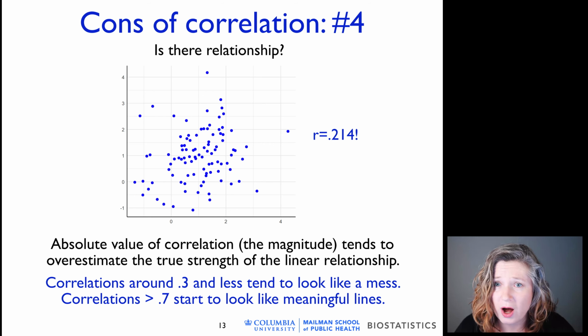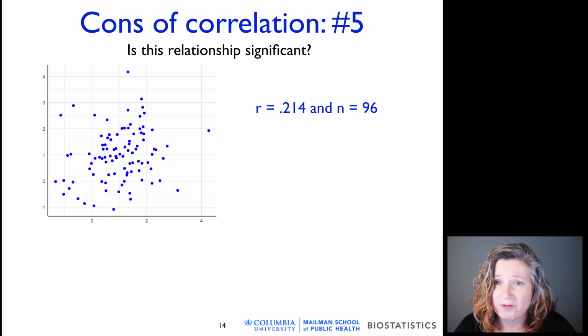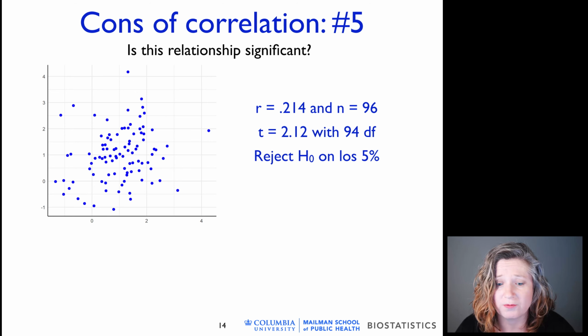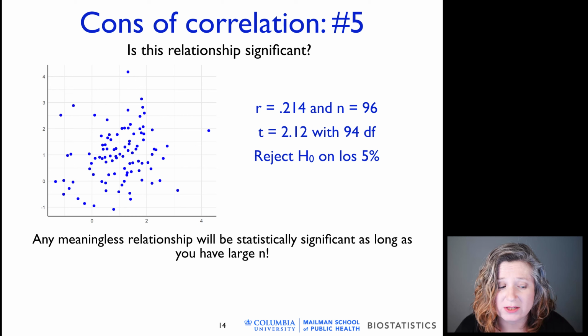But what happens if I do a hypothesis test about the correlation 0.214? What happens if I ask whether correlation 0.214 in this particular example is significant? If I compute the hypothesis test, I have 96 data points in the graph. Then I will obtain a test statistic 2.14 with 94 degrees of freedom, and that will actually produce a p-value less than 0.05. So based on the data and the correlation coefficient, I would say that there is a significant association between X and Y at the 5% level of significance.